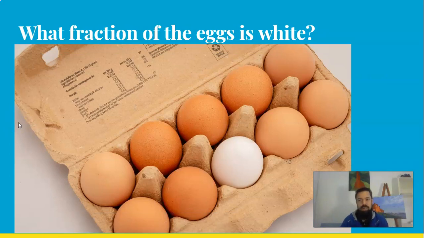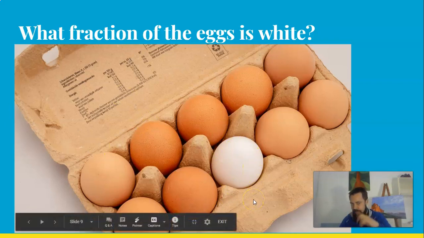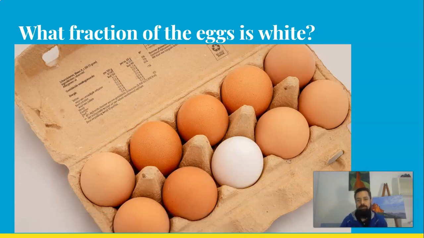I don't know why I thought of eggs for this lesson, but eggs it shall be. So I want to know what fraction of eggs in this box are white. Not the pale ones, but just the white ones altogether. So I would say that it's only this one over here. So see if you can say what fraction of the eggs in this box is white. I hope that you got 1/10, because one of them is white and there are 10 altogether.